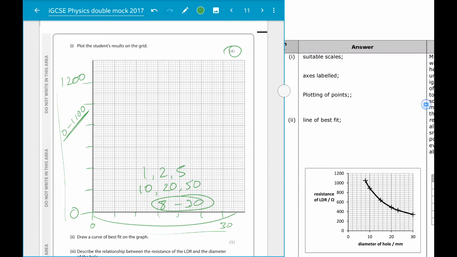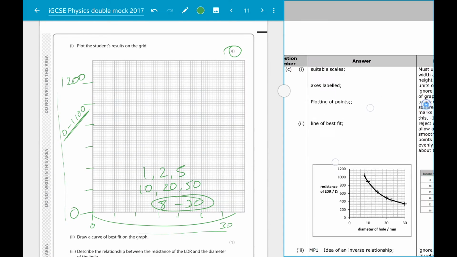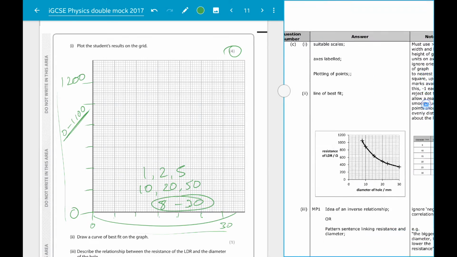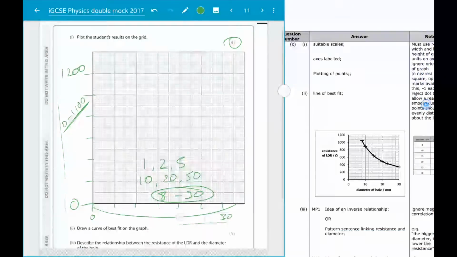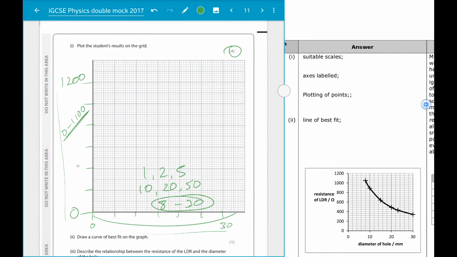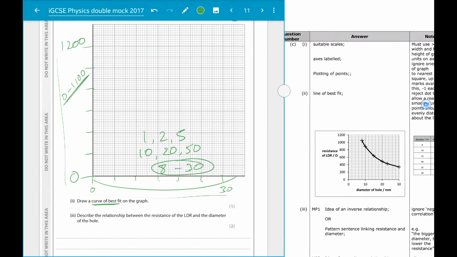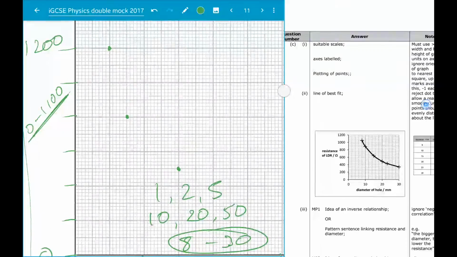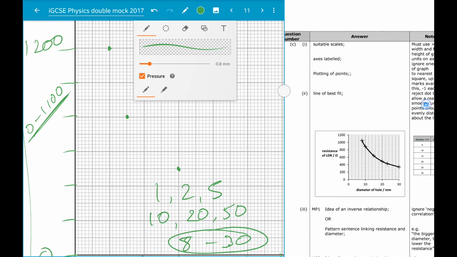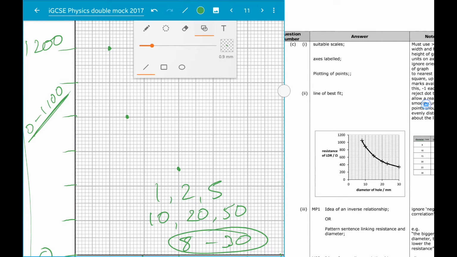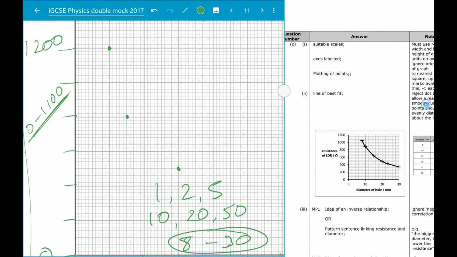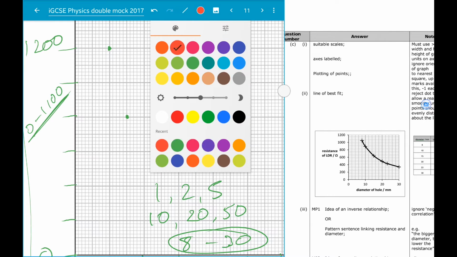Plotting points. If you plot the points correctly, you get 2 marks. The next part is a curve of best fit. And just to point out a few things, imagine you had a couple of points like this. I'm just going to do it for these points. If you decided that what you were going to do was do a line to join up that point to that point and that point to that point, you wouldn't get the marks.